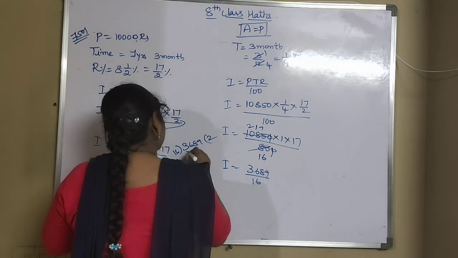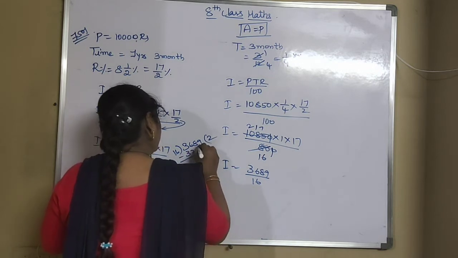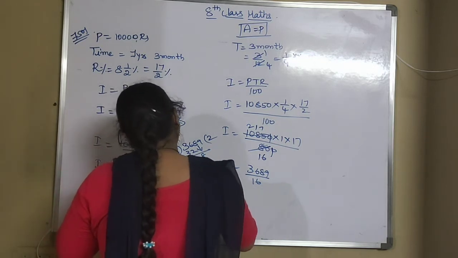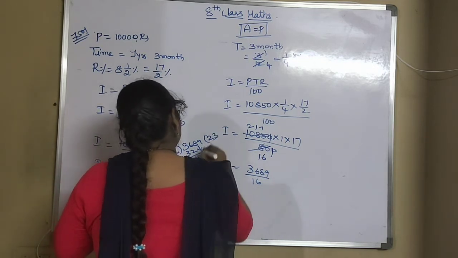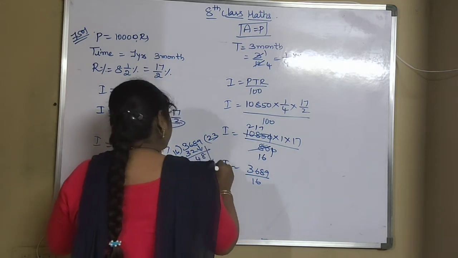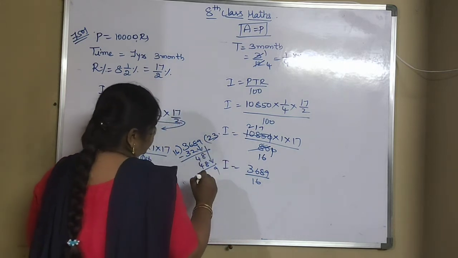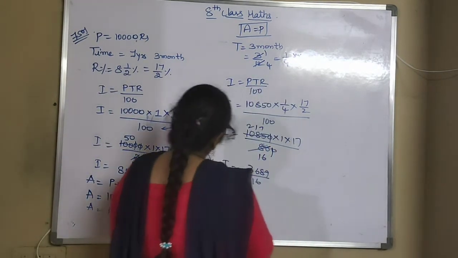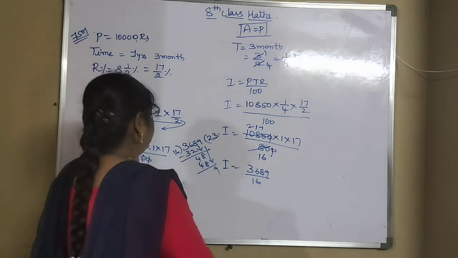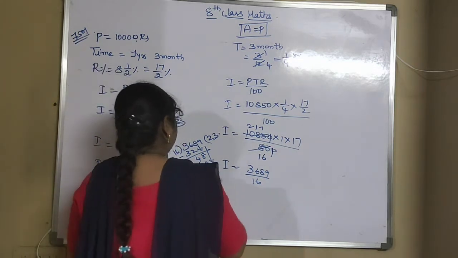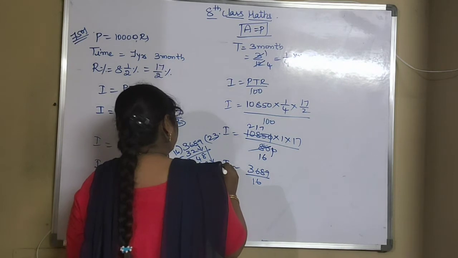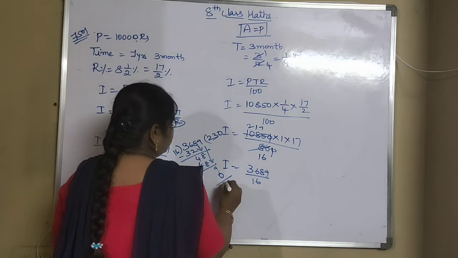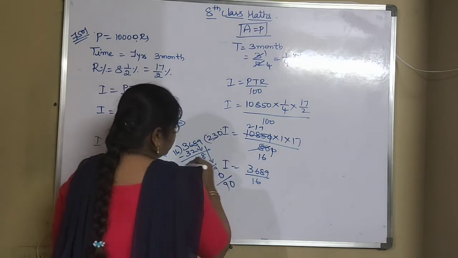16 twos are 32, 4. 16 threes are 48. Bring this 9 down, point. 16 zeros are 0, 9, point, 0, so 90.